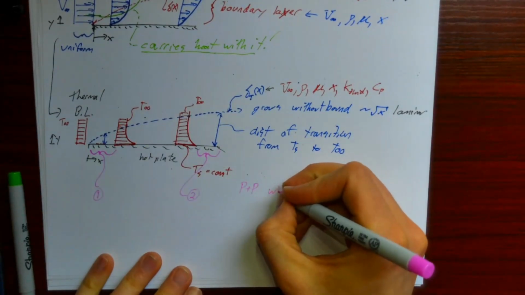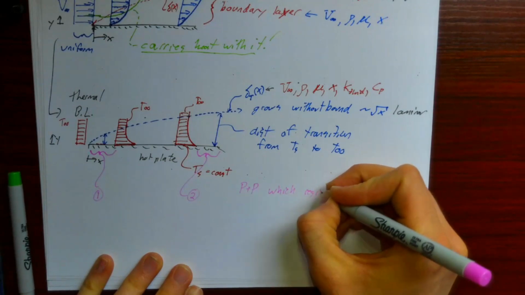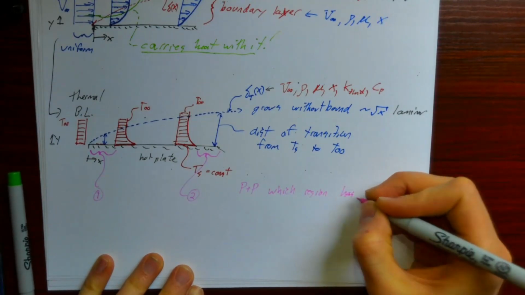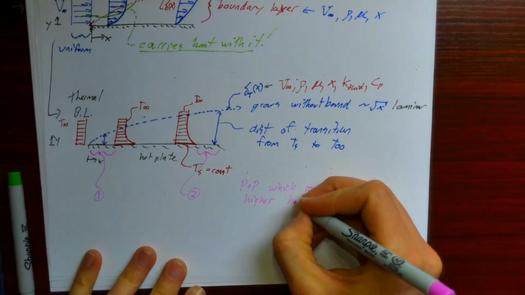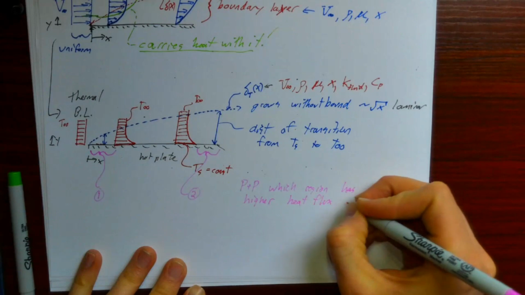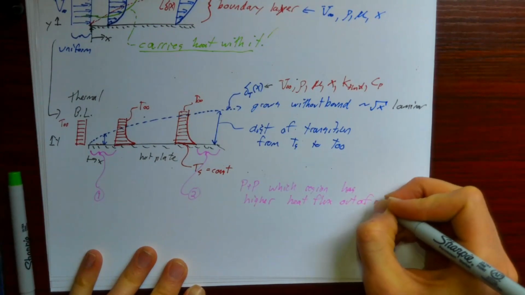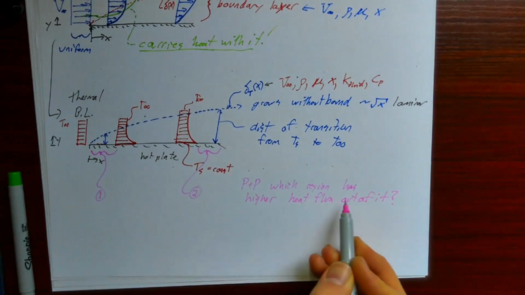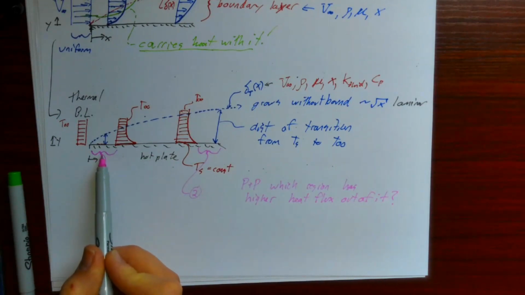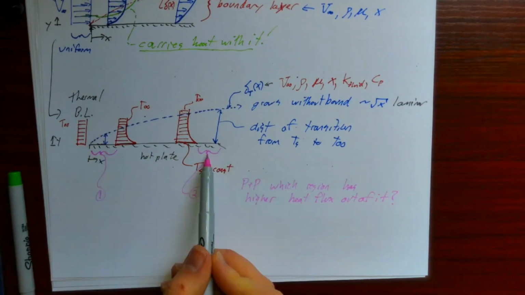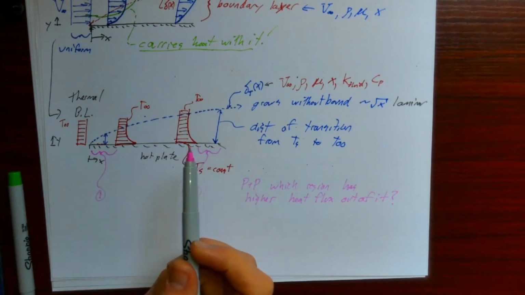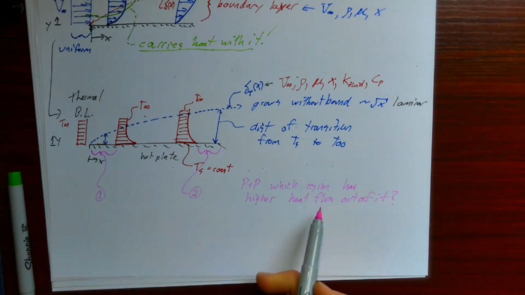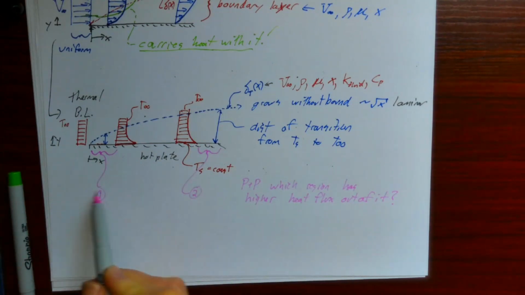Which region has the higher heat flux coming out of it? Does region 1 have the higher heat flux coming out of it? Region 2, or are either the same as each other? Or do we not necessarily have enough information to know? So take a moment now, pause and ponder, which region do you think has more heat flowing out of it?